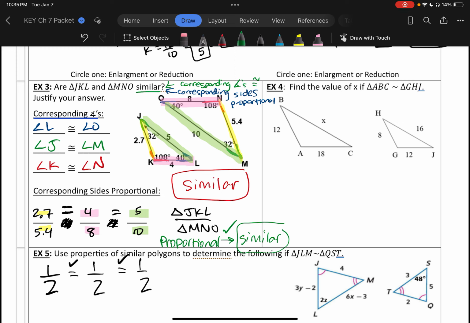Okay, so now we're going to actually look at how exactly we are going to start to use this information to begin finding missing sides or missing angles. So let me erase this, okay? And hopefully you got this copied down. I'm just going to erase it so that it's not as confusing.